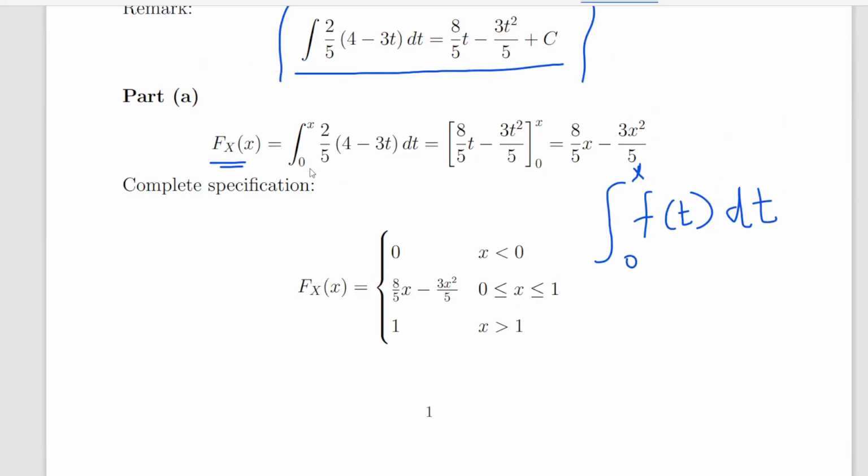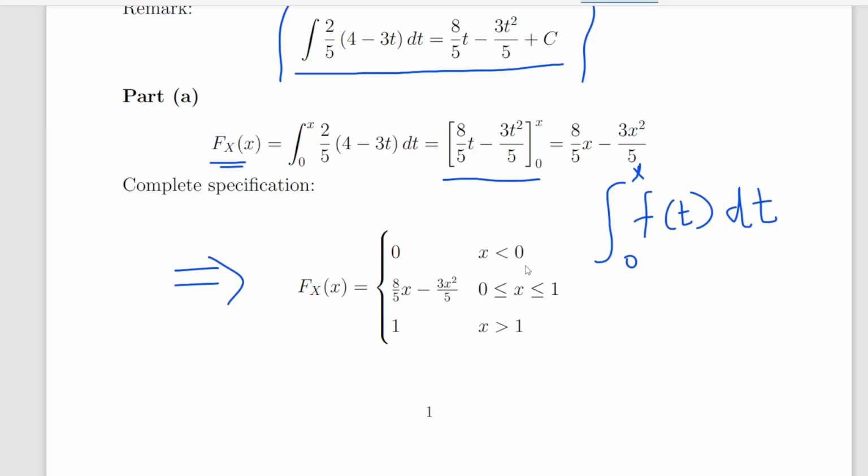Okay, so using the integral, capital F of x is equal to the integral from 0 to x of 2 over 5 times 4 minus 3t dt. So that is our integral there. We can disregard c there. So when we evaluate that out, we have 8 over 5x minus 3x squared over 5. Okay, so the complete specification of the cumulative distribution function should look like this.